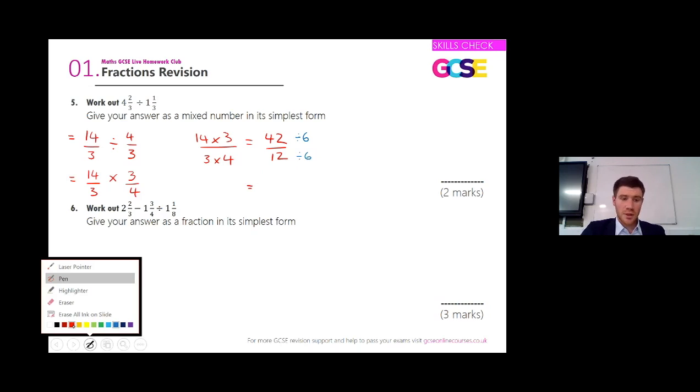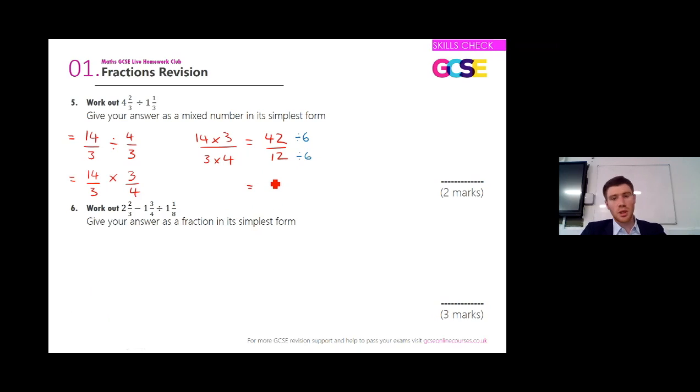But if you did divide by 2, what you would notice is you can then divide by 3, and it's fine to do it in 2 stages. You just have to simplify twice in that instance. I'm lazy, so I like to just do it in 1 step. 42 divided by 6 is 7, and 12 divided by 6 is 2. That's a nice one for me to convert into a mixed number. 2 goes into 7 3 whole times. Okay, and the remainder is 1. So it's 3 1/2.